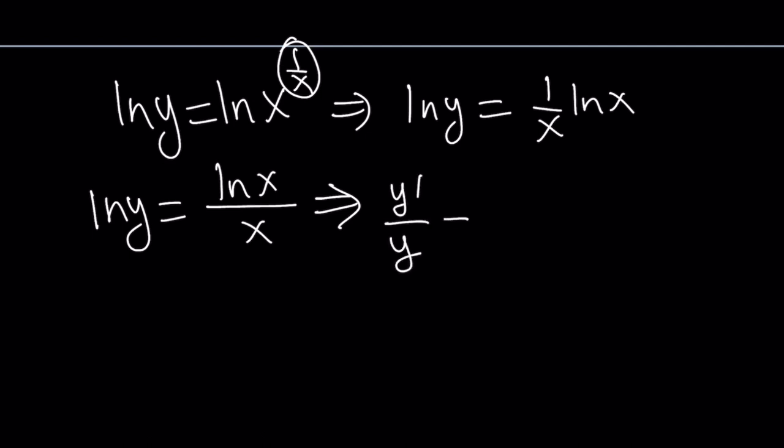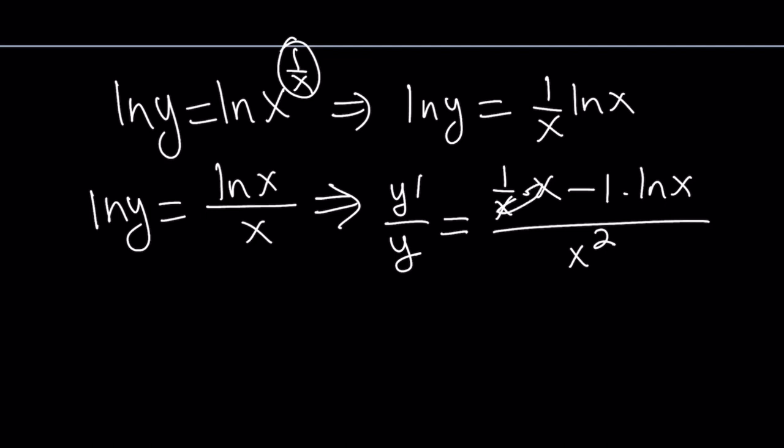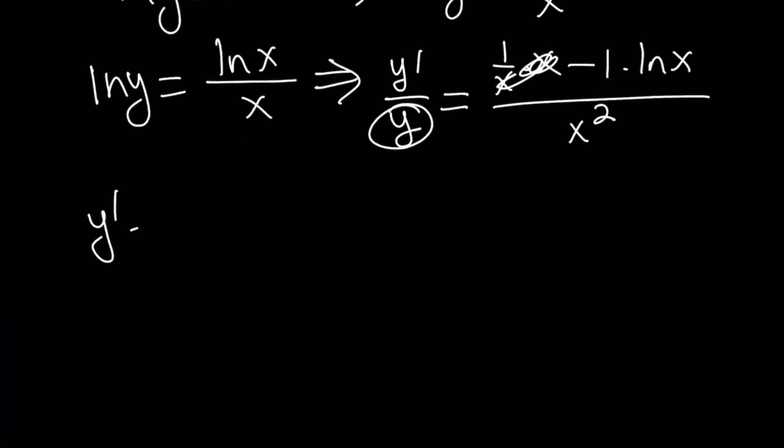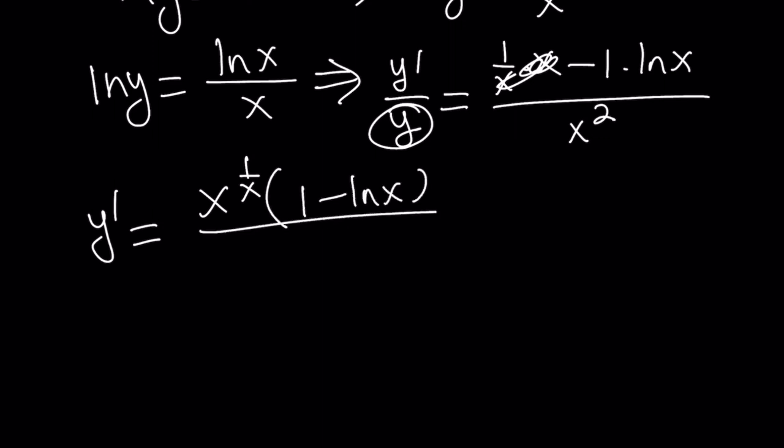That's the rule. And on the right hand side, we have the derivative of a quotient, right? The derivative of ln x multiplied by x minus the derivative of x times ln x, divided by x squared. And the x's cancel out, and y is the original function right here. We're going to replace that and cross multiply. So it's going to look like this: x to the power 1 over x multiplied by 1 minus ln x over x squared. Awesome.